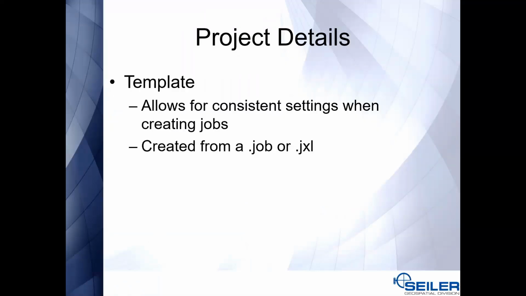So your project details, the first one would be your template. This allows for you to bring in job templates or create a job template from an existing job or JXL file. I'm a huge fan of using templates. They allow you to make things more consistent. When you create your jobs, it takes a lot of the error out of it. If you're using a template, everything's already set. You choose that template. It can link control files and all kinds of stuff through your template. So I'm a huge proponent for using the templates.